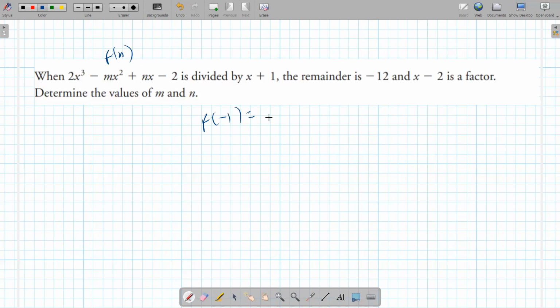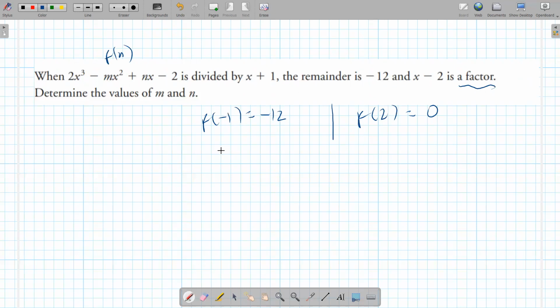No, it won't be equal to 0. When it's divided by this, the remainder is minus 12. Oh yeah, so it won't be. Minus 12. But when you plug in positive 2, right? Case 2 there, what would that be equal to? That would be 0. Yeah, exactly. There you go.